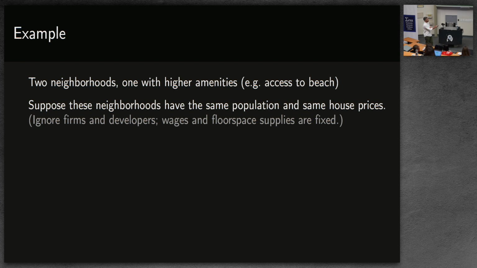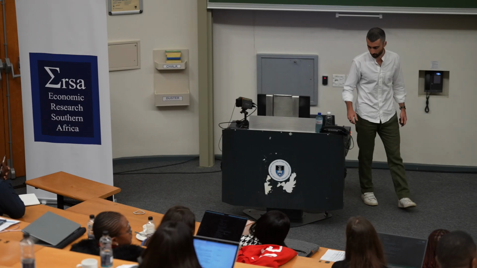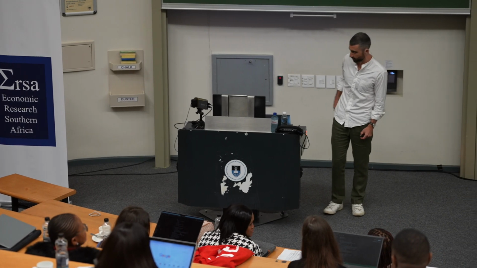So really, I just want you to think about this. You have two neighborhoods. One has higher amenities than the other. And I'm telling you that these neighborhoods have the same population and the same house prices. And so I have two questions for you. Can this be in equilibrium? And if not, what would change until this world is in spatial equilibrium? Okay, so take 2 minutes, form small groups, and talk through it, and then I'm going to call on some of you to see what you think.